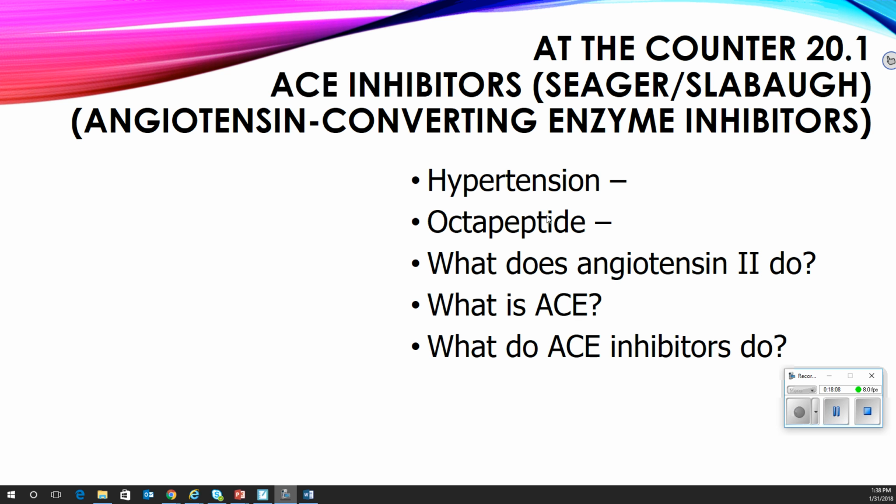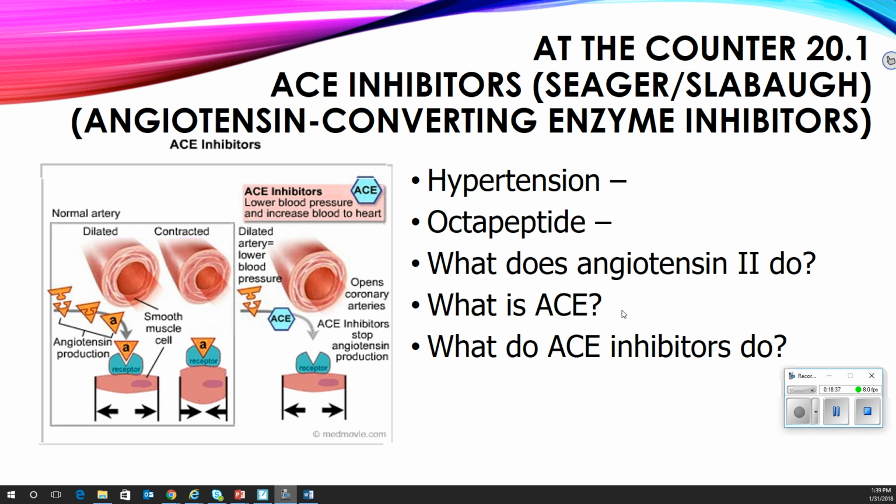What is hypertension? High blood pressure. What is an octapeptide? Say it's an amino acid string. Okay. What does angiotensin do? Okay, and what is ACE? And what do ACE inhibitors do? Block it, right? Okay, so as we're looking at this, we've got a nice little picture here.